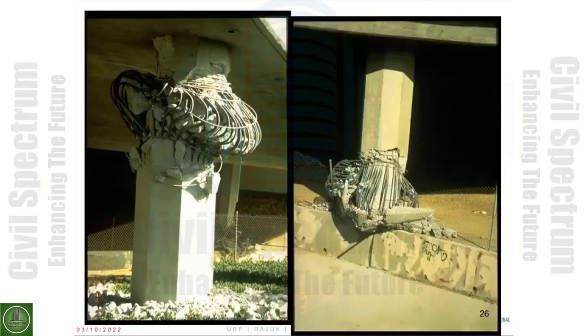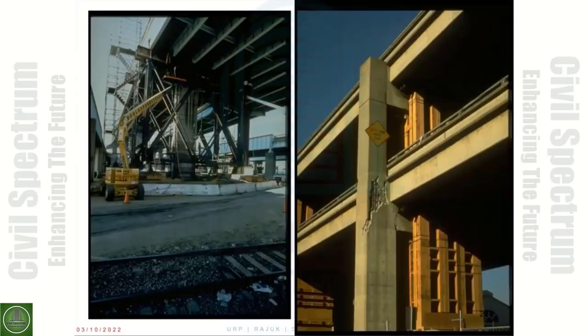More of the lack of confinement for the longitudinal bars, because once you have the failure of the lateral steel, you will have buckling of the longitudinal bars, as you see from these two photos. That's a joint shear failure.